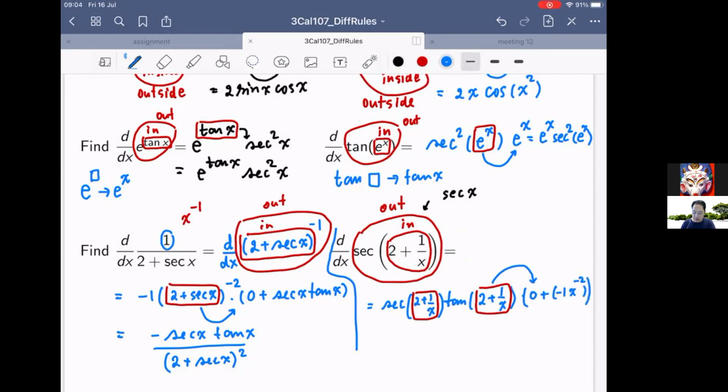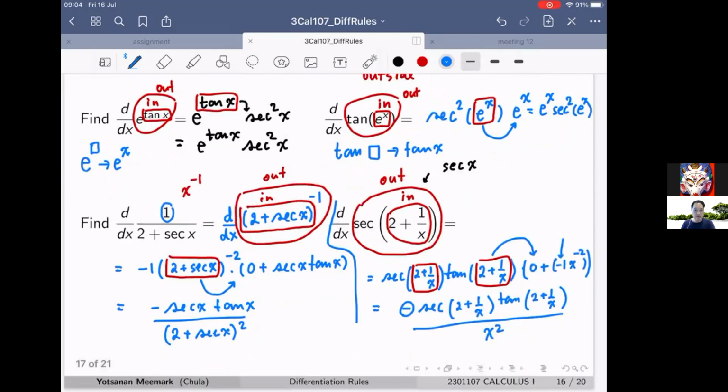Or you can rewrite it as negative secant of 2 plus 1 over x, tangent of 2 plus 1 over x, and then over x squared. Don't forget this negative here is already there. So here is how we use the chain rule, and how we look at it. We see a big picture first and then try to dig into the one inside.